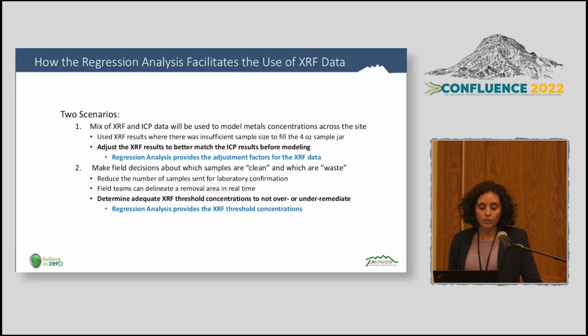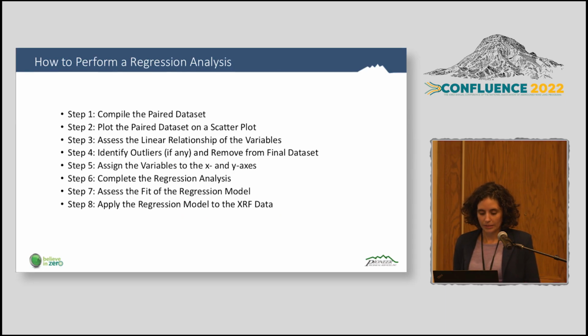You don't have to wait the 2 to 3 weeks sometimes for your lab results to come back. So the regression analysis is used then to determine adequate XRF threshold concentrations, because in some cases you can over- or under-remediate an area if you just use the base XRF concentration that you get back. So how to perform a regression analysis, we'll just go through these 8 steps in detail.